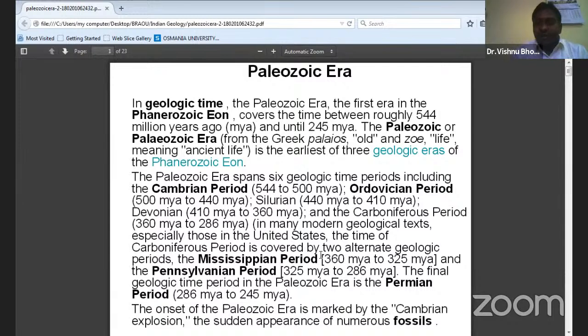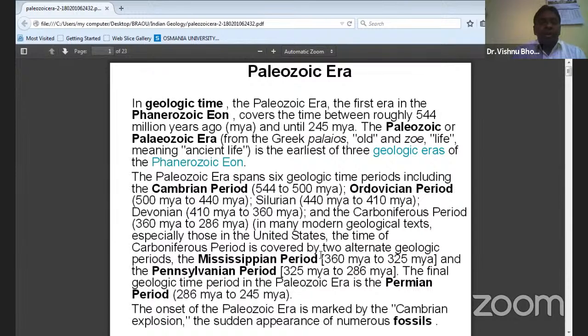Now we are discussing the Paleozoic, Mesozoic, and Gondwana groups. In geological time, the Paleozoic era is the first era in the Phanerozoic eon. It covers the time between roughly 544 million years and 245 million years ago.